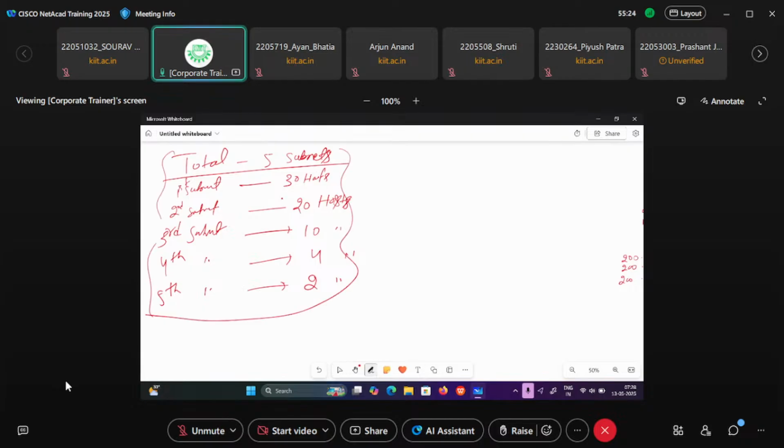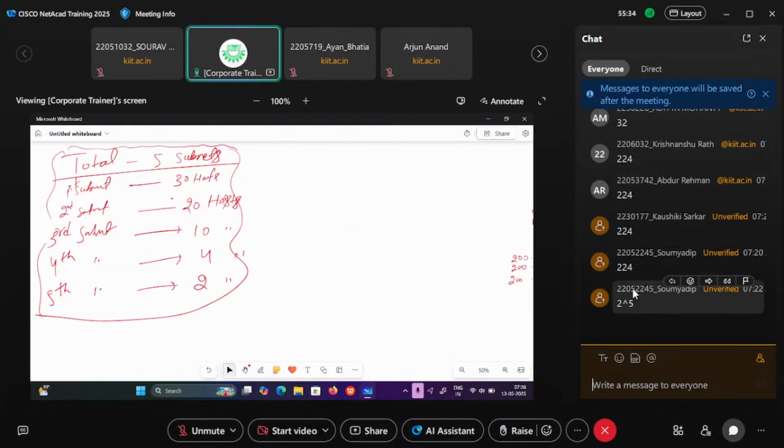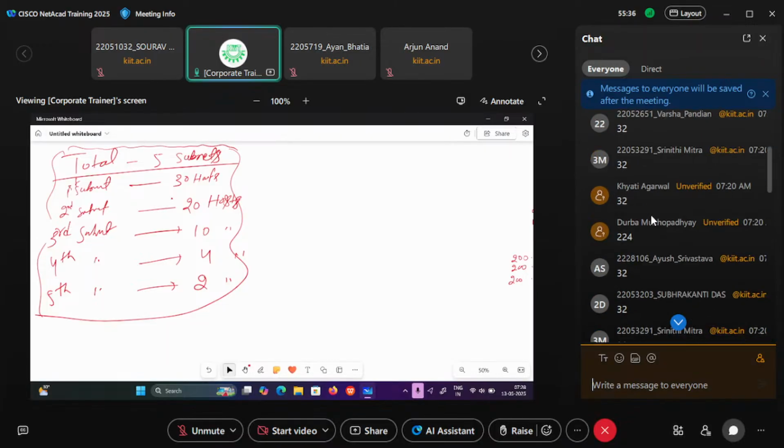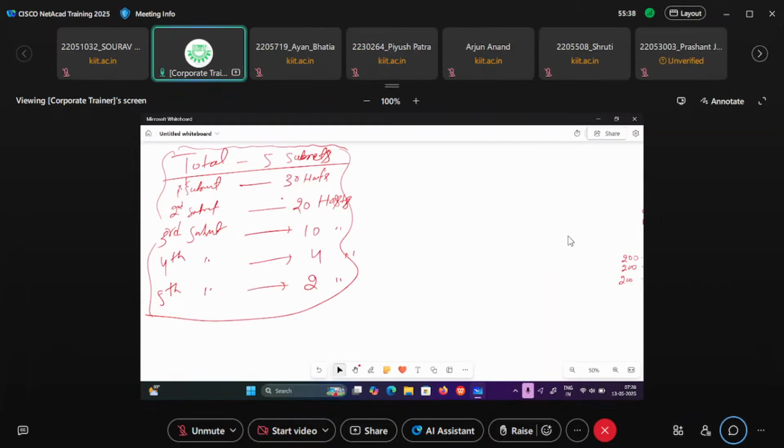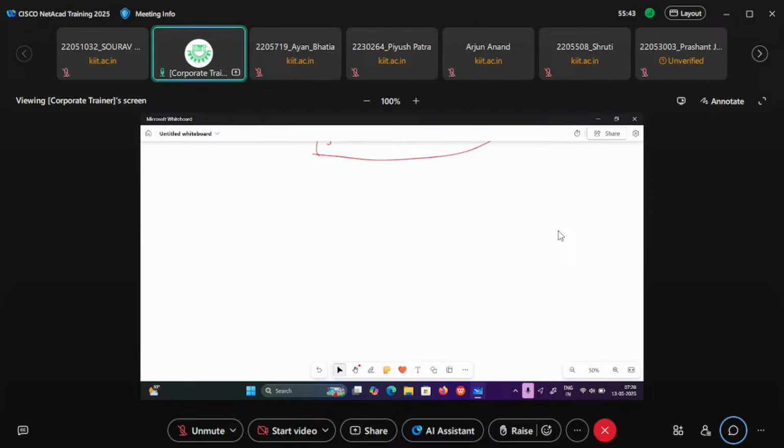So this requirement, who will give it? The client will give it to the particular service provider, whoever will be providing IP services for those people. The client will give this requirement, and accordingly, they will make the subnetting. Okay. So just start with the first case. The first case is the first subnet, where 30 hosts are required.